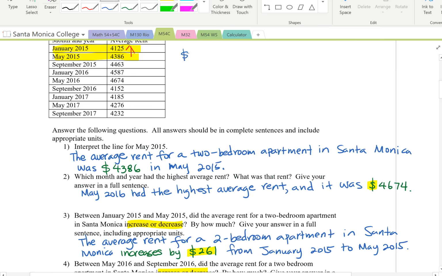So I would have 4,386 minus 4,125. When you subtract, you can use a calculator here. Then you'll get 261, not 2,000. So that's how much it increased from January to May. Now let's answer the question. The average rent for a two-bedroom apartment in Santa Monica, California increased by $261 from January 2015 to May 2015.